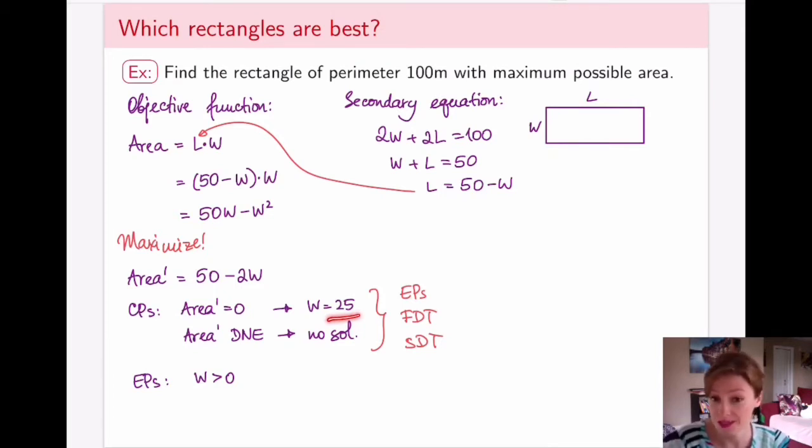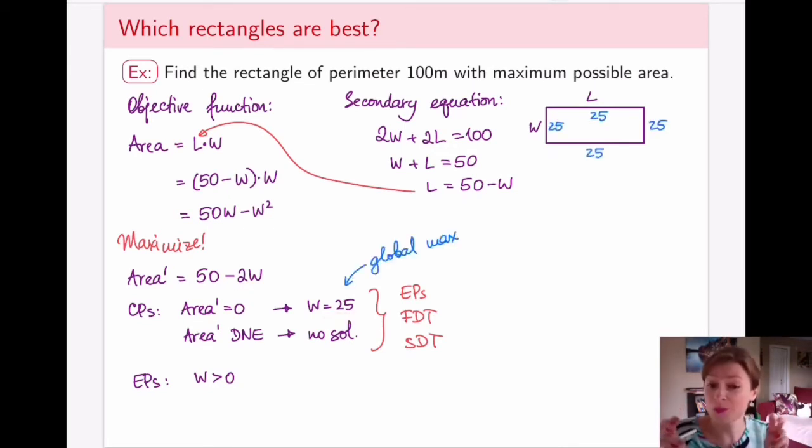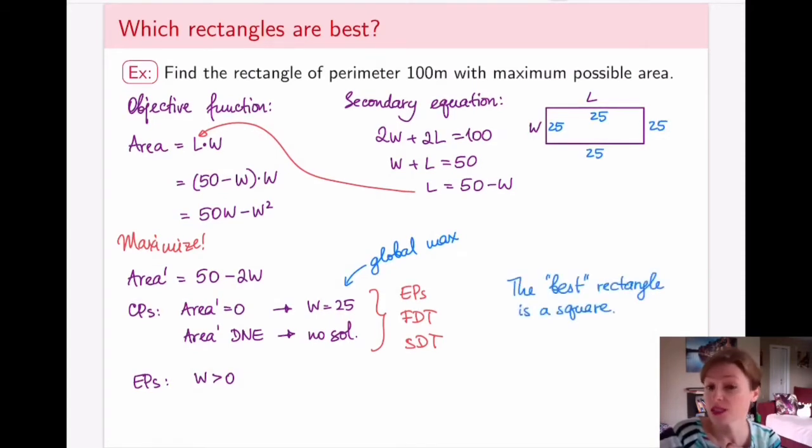What is its length? Well, all the way around was supposed to be 100, right? And so I can also even use this equation to solve for L. So if W is 25, 50 minus 25, it will turn out that L is 25 too. So the best rectangle is a square. Now, of course, that depends on your definition of best. In our case, it is the most area for the least amount of perimeter.